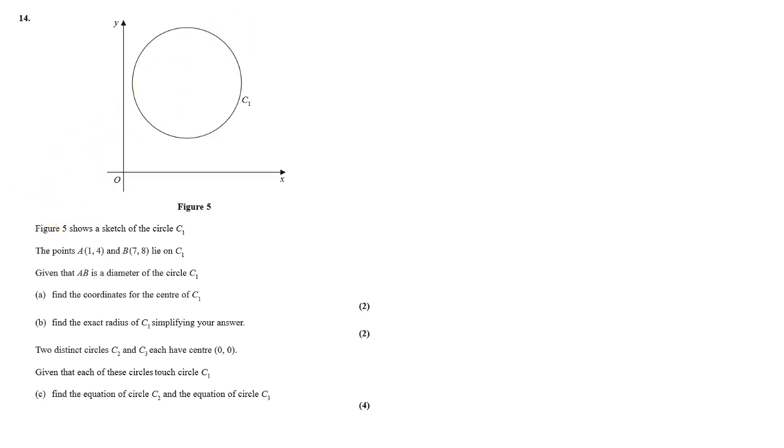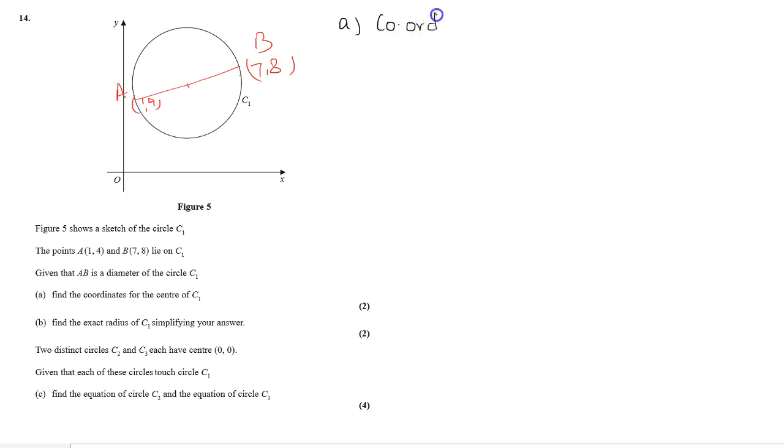Question number 14. Figure shows the sketch of a circle C1. The points (1, 4) and (7, 8) lie on C1. So this is (1, 4) and (7, 8). AB is the diameter. This is A and this is B. So part A, coordinates of center of C1.